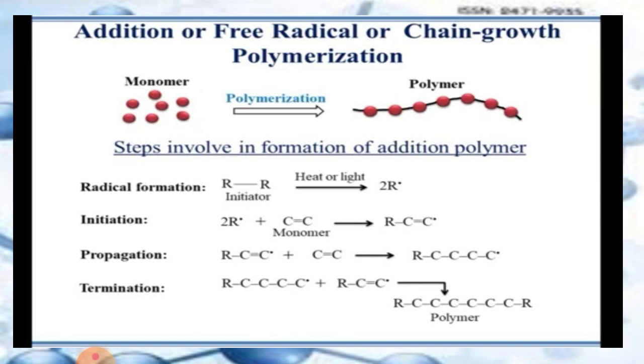The first step is initiation. Before initiation, radical formation will take place. Your initiator, that is your catalyst, will break down into radicals under certain conditions, heat or light. Now these radicals will undergo initiation. In the slide you see, student, that R-R, that is your initiator or catalyst, will break down into 2R, and it is your active site and it will form radicals.